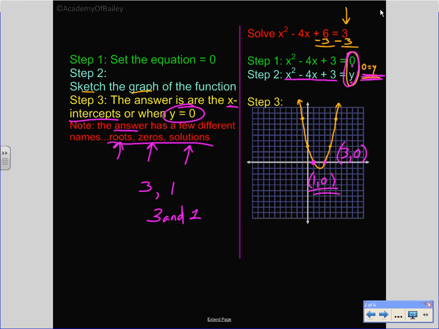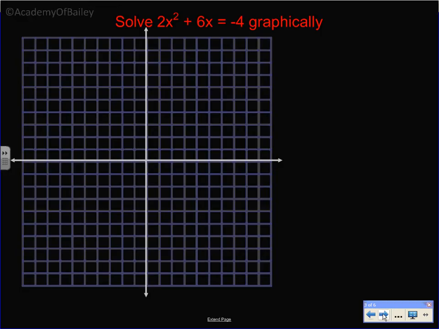So let's move along. Let's do a couple of these. This first one says we're going to solve 2x squared plus 6x is equal to negative 4. Step number 1 says we have to have it equal to 0. So let's add 4 to both sides. Now, 6x plus 4, we cannot combine because they are not like terms. So we have 2x squared plus 6x plus 4 is equal to 0.